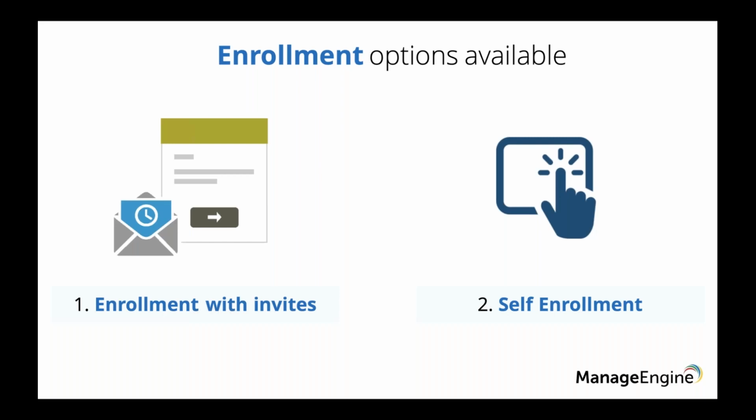Because they are personal devices, they have their own personal space and they would require a corporate space. So that's where this enrollment option would come into play for devices that are already in use, or in other terms, your personal devices. So first, there are two enrollment options available. One is enrollment with invites, and the second one is the self-enrollment option. So we discuss both. So first, we see what the benefits are.